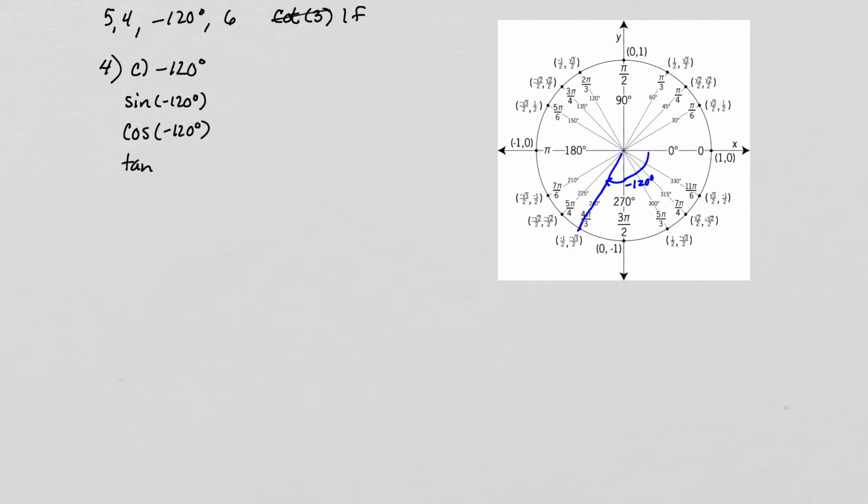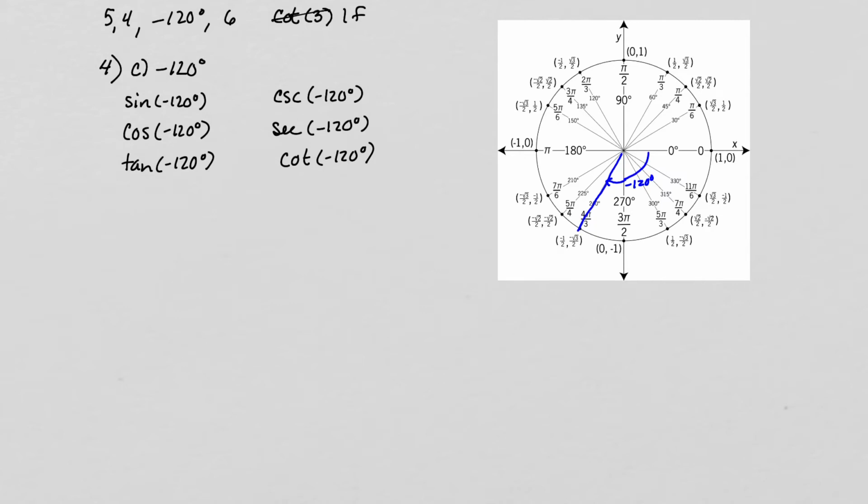So we're looking for the sine of minus 120 degrees, the cosine of minus 120 degrees, the tangent of minus 120 degrees, the cosecant of minus 120 degrees, the secant of minus 120 degrees, and the cotangent of minus 120 degrees.